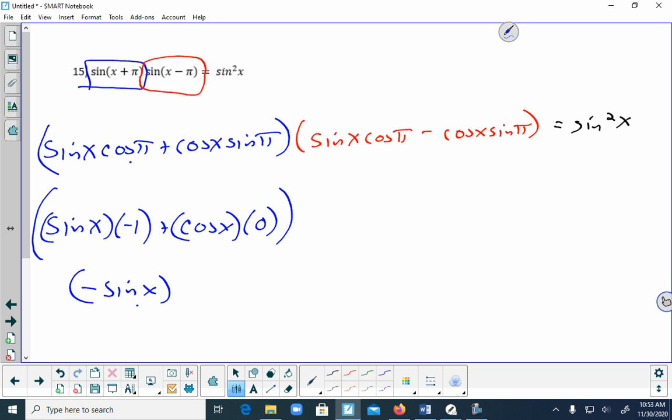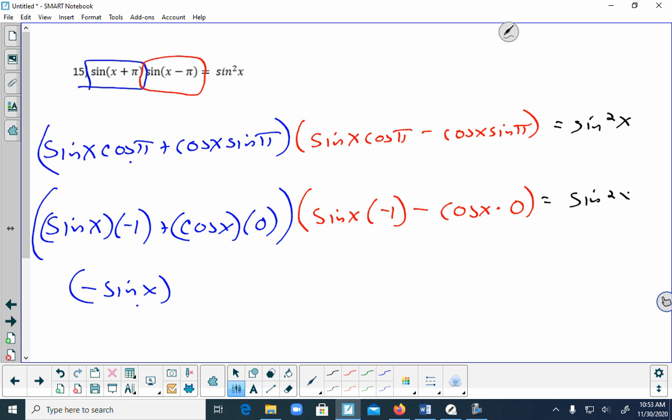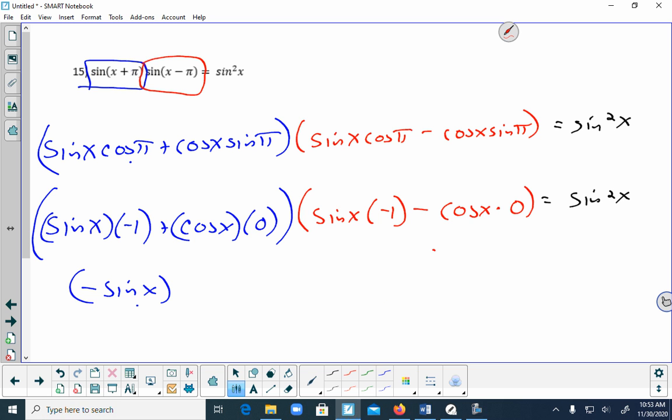So I'm just going to write negative sine of x. Over here, I'm going to have sine of x times the cosine of pi, which is -1, minus cosine of x times the sine of pi, which is 0. And then the other side hasn't changed at all. So when I do this, this will be negative sine of x, and then this cosine of x times 0 will be 0, so this will just be negative sine of x.